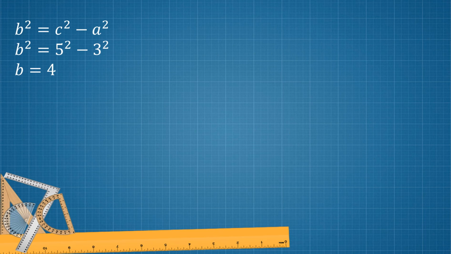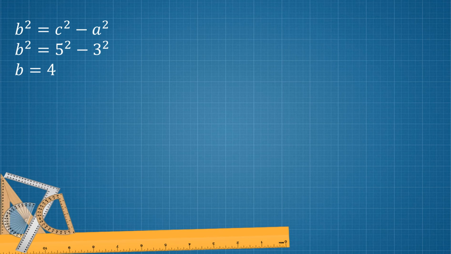So now let's have the solution. We have the value of A which is equal to 3 and the value of C which is 5. Again, how did we get the values of A and C? A is the distance from the center to the vertex, and C is the distance from the center to the foci. So we have 5 squared minus 3 squared, which is equal to 25 minus 9, which is equal to 16. Squaring both sides, therefore B is equal to 4.